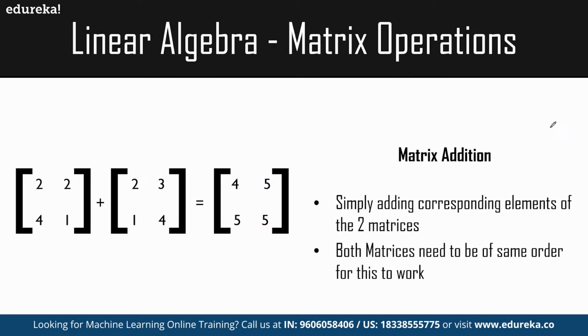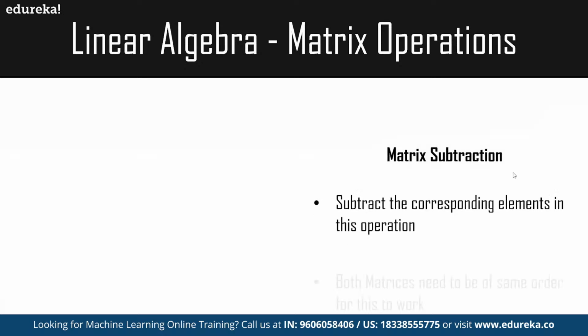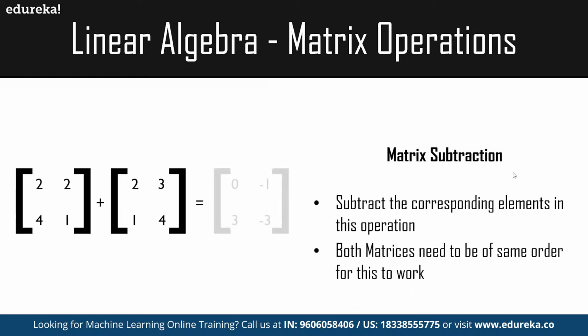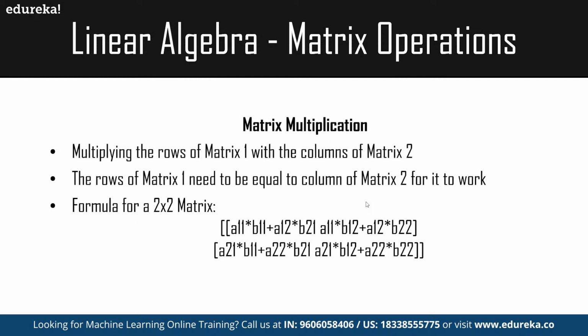In the same way, we can also work with matrix subtraction, where we subtract the corresponding elements. So 2 minus 2 is equal to 0, 2 minus 3 is equal to -1, 4 minus 1 is 3, and 1 minus 4 is -3, as part of simple matrix subtraction.